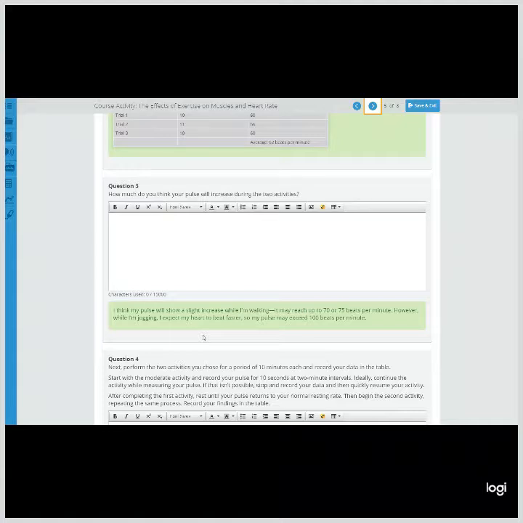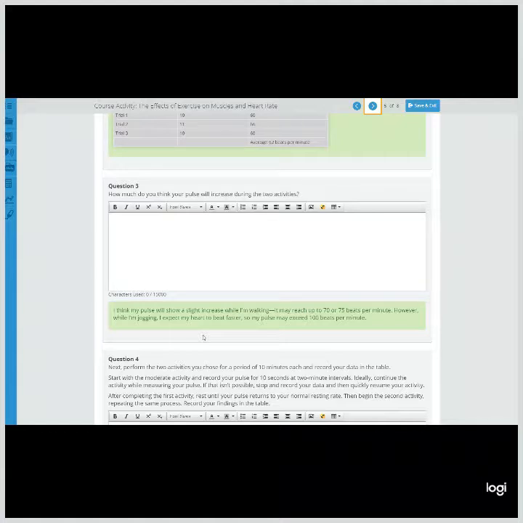How much do you think your pulse will increase during the 2 activities? So if you chose, let's say, walking and jogging, how much do you think your heart rate will increase? Do you think it will increase? You'll reach 75, 100 heartbeats per minute? Do you think you'll be reaching higher than 120 beats per minute when you're jogging?